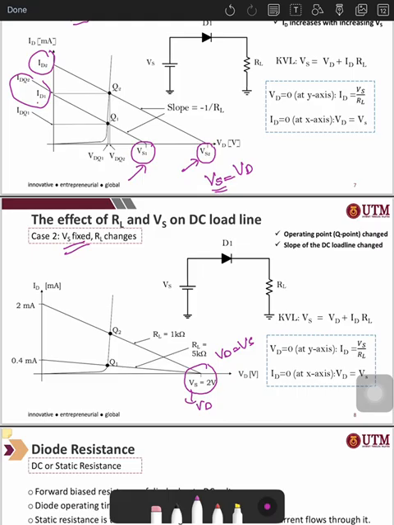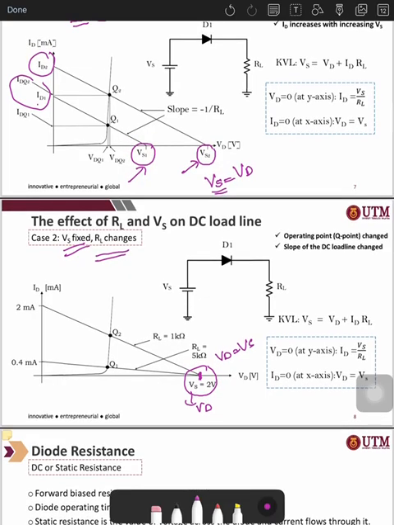What happened when VS is fixed? It means that your cutoff point will not be changing at all. What changes is when you change the value of the resistance. When the resistance changes, the slope is going to change as well. That is how we analyze the effect of RL and the voltage source in the DC load line.